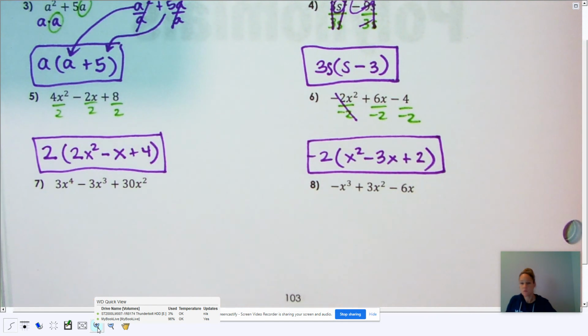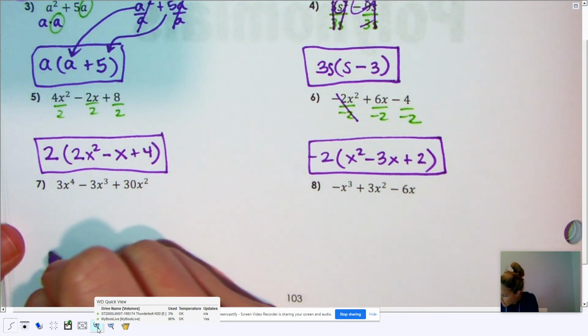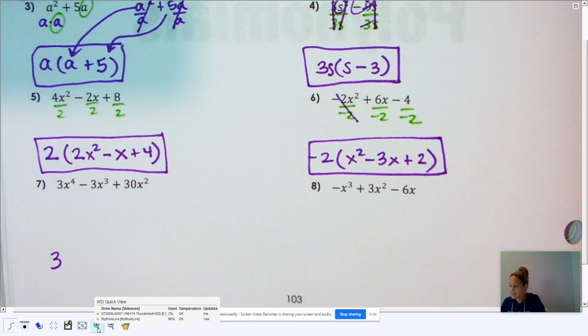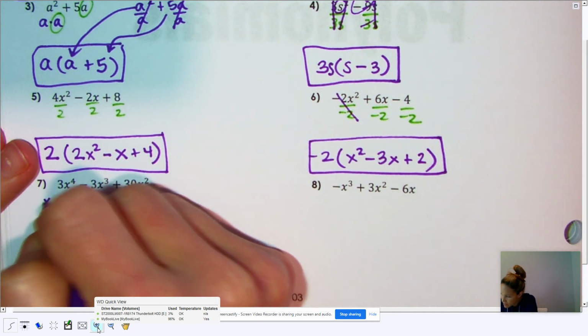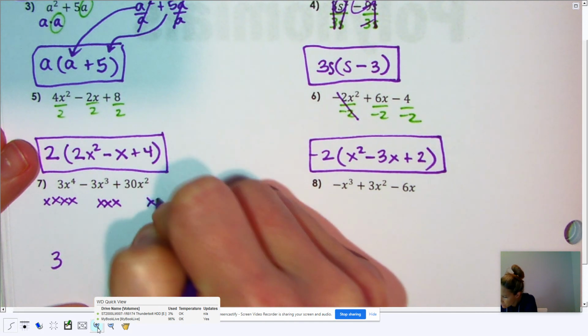All right, next one. So this one you could see, oh, look, they all have 3. Yes, we got that one, super easy. Then I want you to look at the x's. This one has 4 x's, 1, 2, 3, 4. This one has 3 x's, and this one has 2 x's.